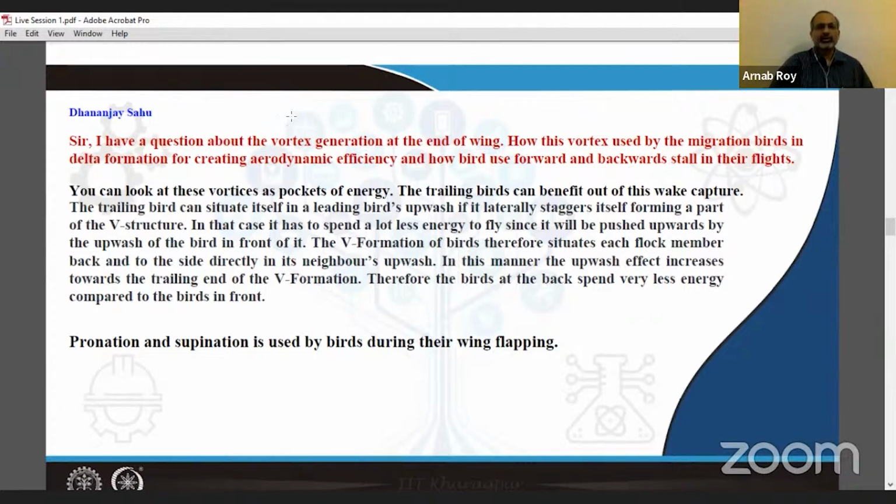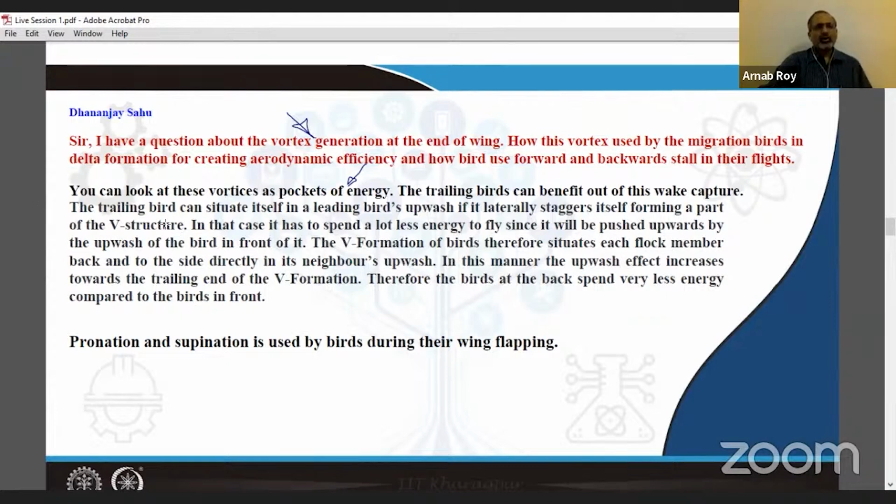Okay, let's try to address the first question, which is of course a very classical and interesting question, that why these formations? And to begin with, first of all, what we need to look at is that whenever we look at these vortices being shed from the wingtips, they are essentially pockets of energy. And if there are trailing entities who can extract the energy from these pockets, they would definitely benefit. This is basically the concept of wake capture. That means you try to tap energy which is left in the wake of a flying object which is ahead of you.